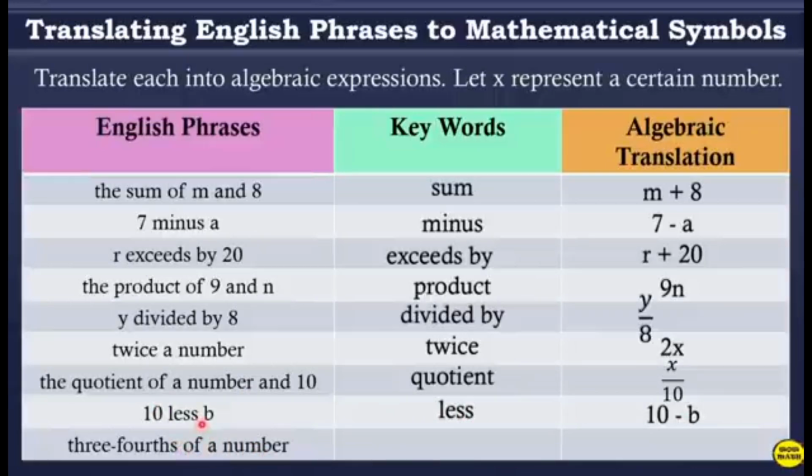Next is 3/4 of a number. So 3/4 of a number, the keyword is of, meaning we're going to multiply. So we have the fraction 3/4 and the number which is x. So we have 3/4 x. So that's it. We were able to answer the 9 examples, but this one only includes one operation. Now, how about more than one operation? It's a bit complicated already, but let us try to have examples about that.